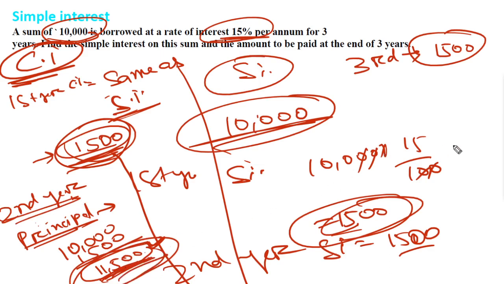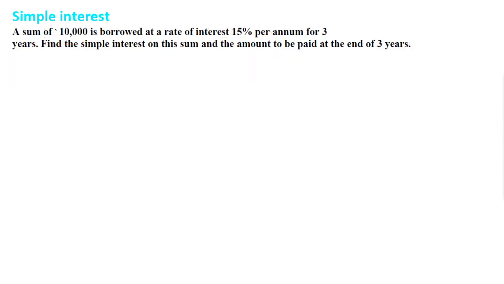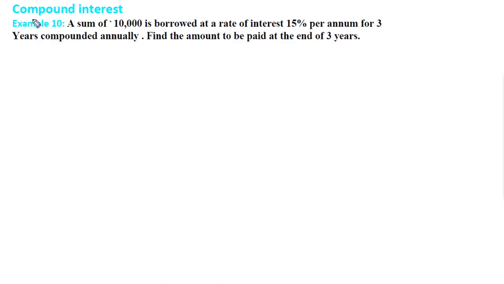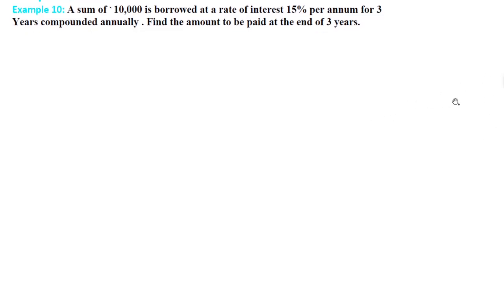Okay, so now we will take an example through which we will get a better idea. We will start with an example. A sum of 10,000 rupees is borrowed at a rate of interest 15% per annum for 3 years compounded annually. Find the amount to be paid at the end of 3 years. So we'll try to solve it and we'll try to understand what is compound interest here.